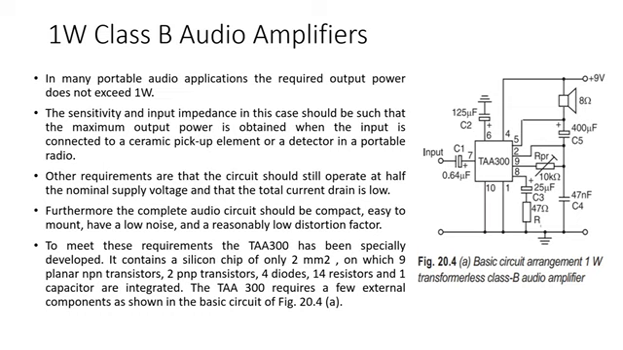To meet these requirements, the TAA300 has been especially developed. It contains a silicon chip of 2 millimeter square, on which 9 planar NPN transistors, 2 PNP transistors, 4 diodes, 14 resistors and one capacitor are integrated. It has already been shown in the previous circuit. Based on that, we are connecting external components so that a proper audio amplifier is designed.